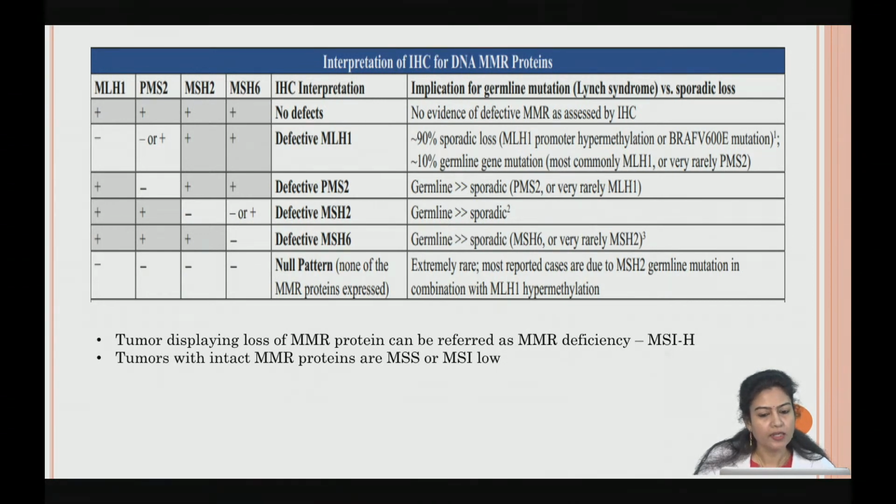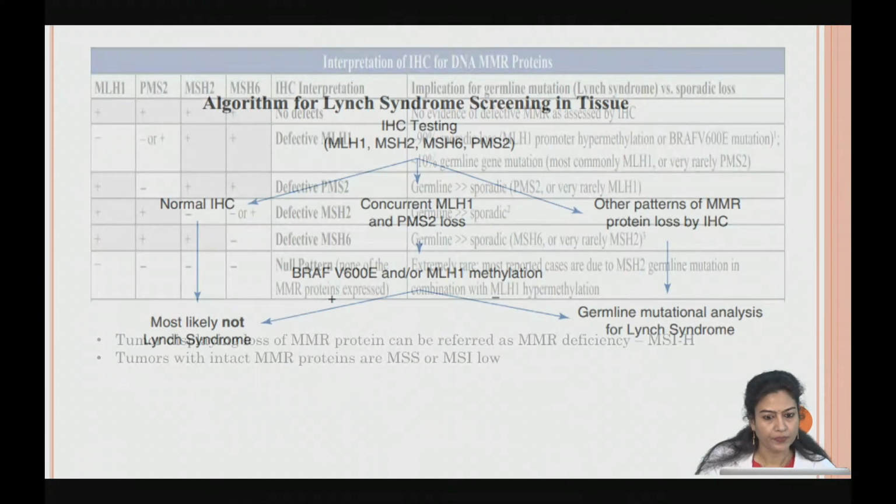which further indicates either that they are sporadic or germline, and total absence of all these is a null pattern, which is very rare. Tumors which display loss of MMR proteins are called MMR deficient or MSI-H, and those with intact MMR proteins are called MSS, microsatellite stable, or MSI-low.